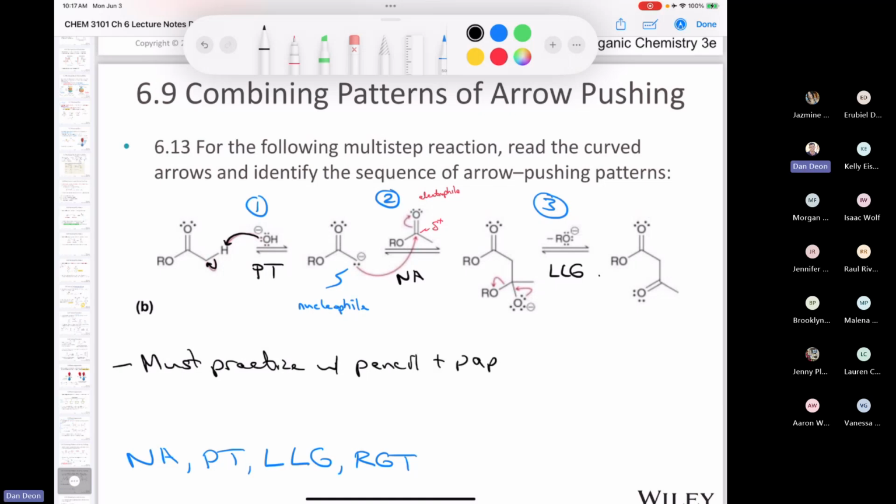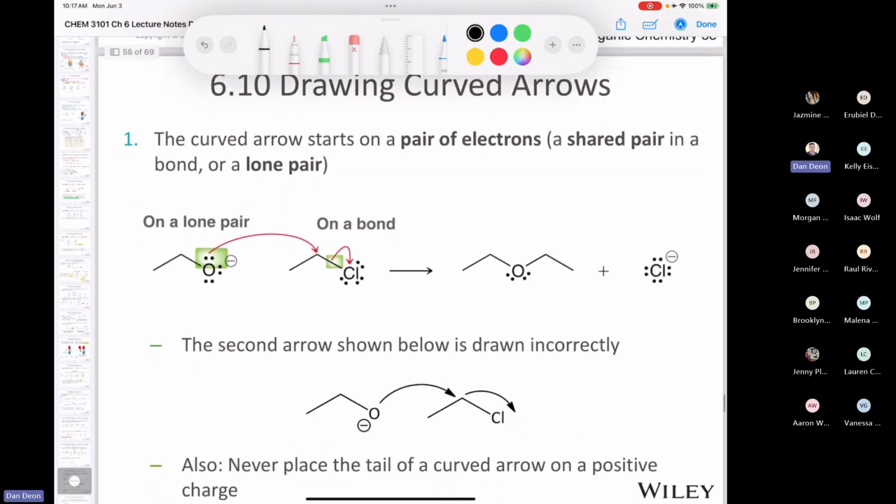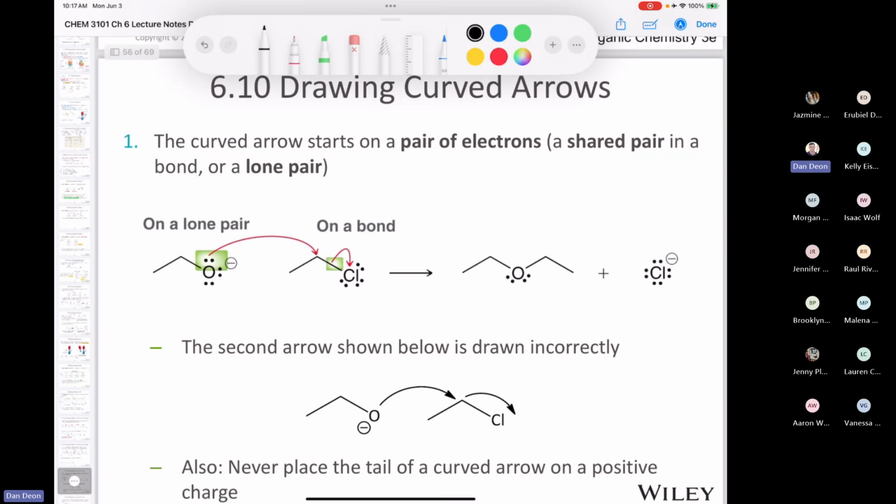It cannot be learned by looking at it. It's impossible. I mean it. It would be impossible. So drawing a curved arrow starts on a pair of electrons. I already told you this. It either starts on a bond or a lone pair, one or the other, okay?